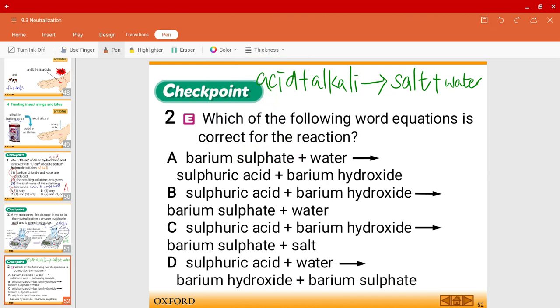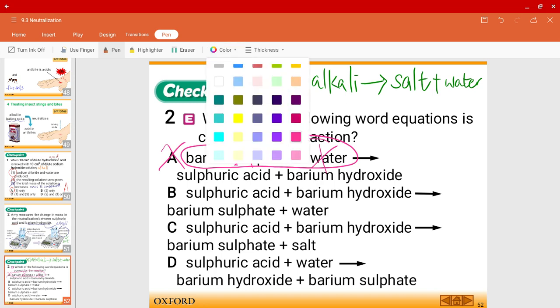Let's see option A. Barium sulfate plus water. This is already wrong, right? Because in the beginning of the reaction, you should have an acid and an alkali, but these two are something else.